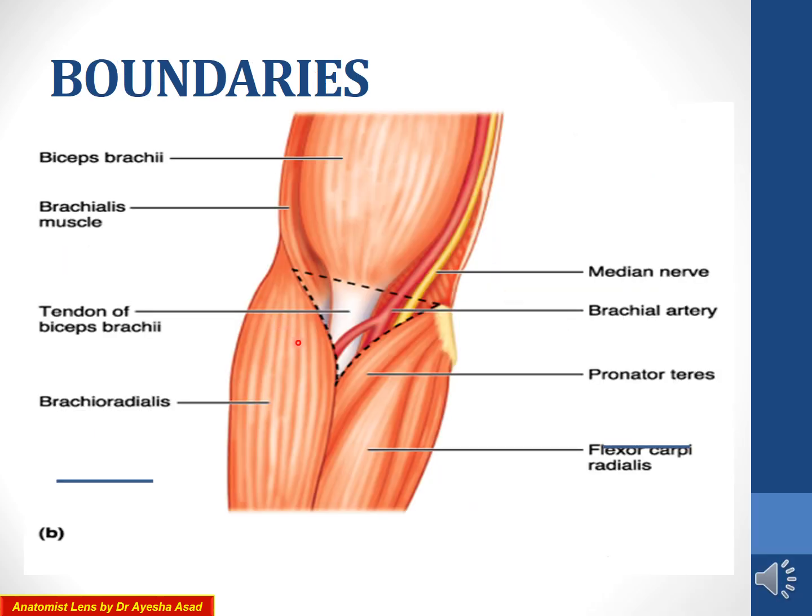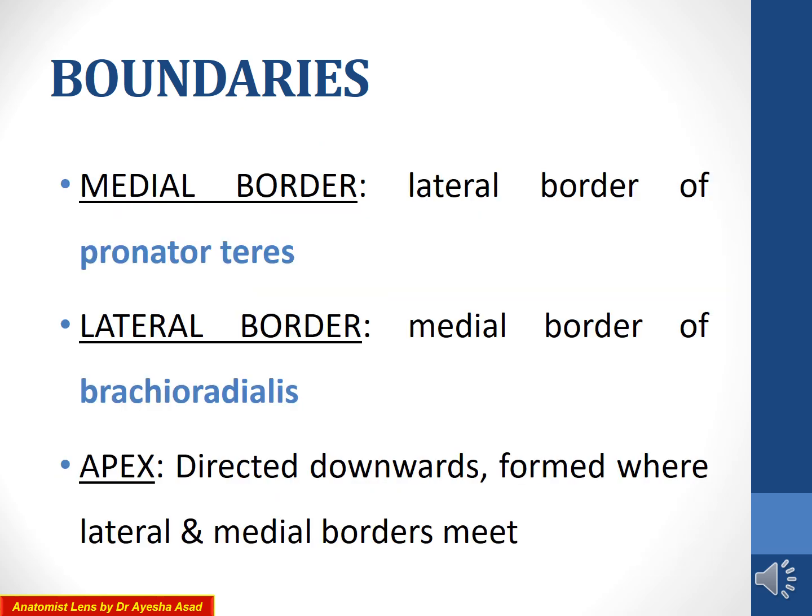Coming to the boundaries of the cubital fossa, let's discuss the boundaries. The medial border is formed by the lateral border of pronator teres muscle. The lateral border is formed by the medial border of brachioradialis muscle. Apex is directed downwards and forwards. It is formed where lateral and medial borders meet.